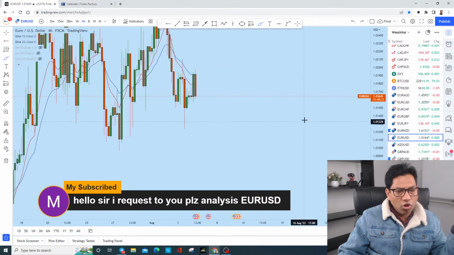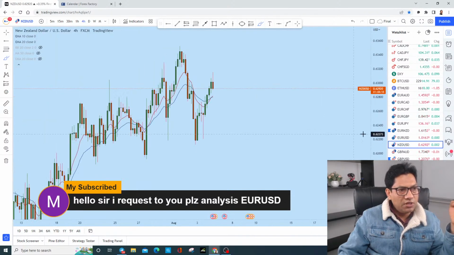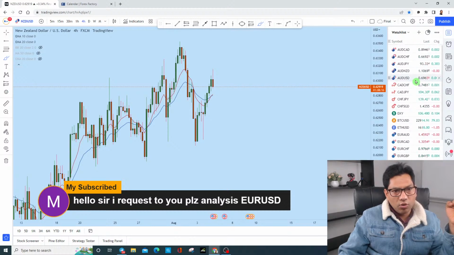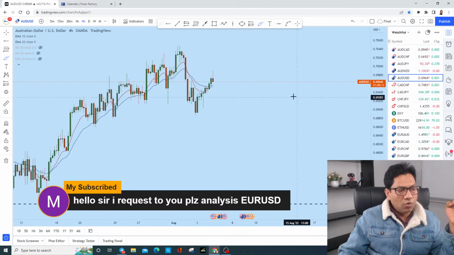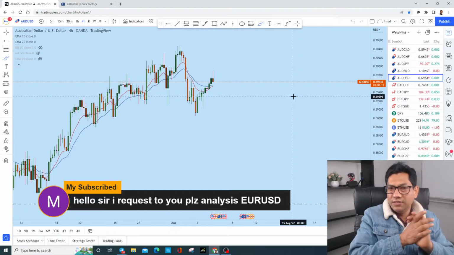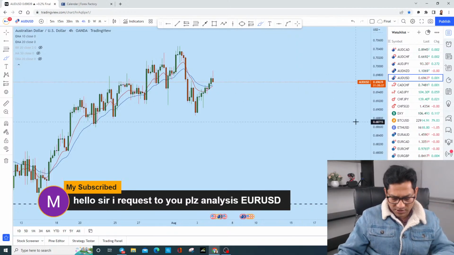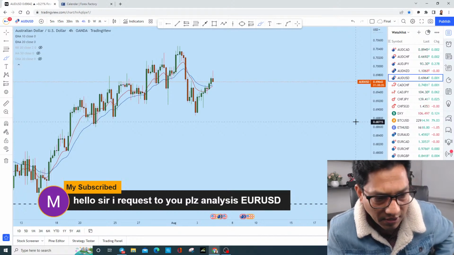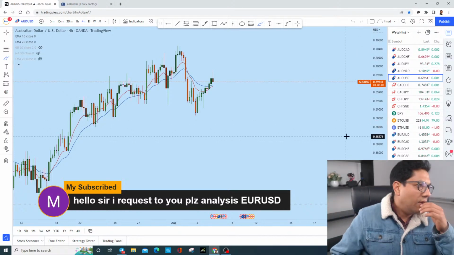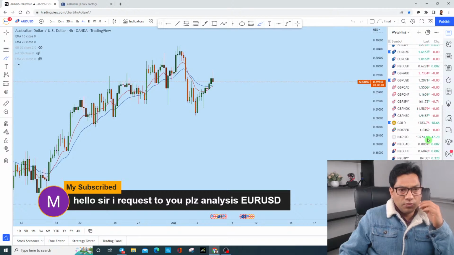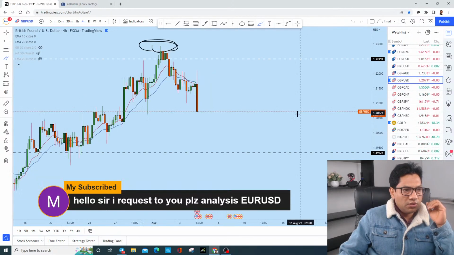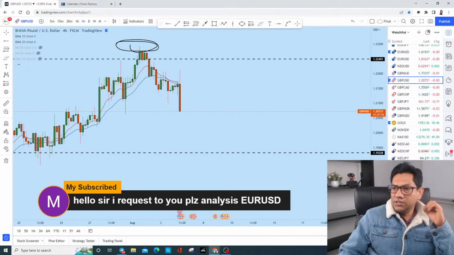Now euro dollar, GBPUSD, including NZDUSD, like all the USD pairs, let's say Aussie dollar, all the pairs against USD are dropping, so USD is getting stronger. That means we might see bigger movement in these instruments like GJ, GU, all these pairs. Okay, so GU is now aggressively dropping.